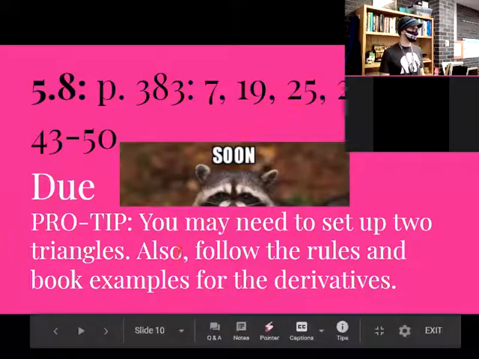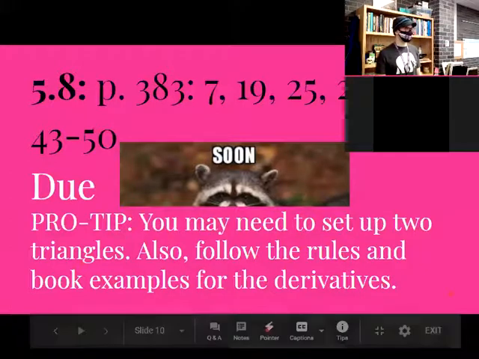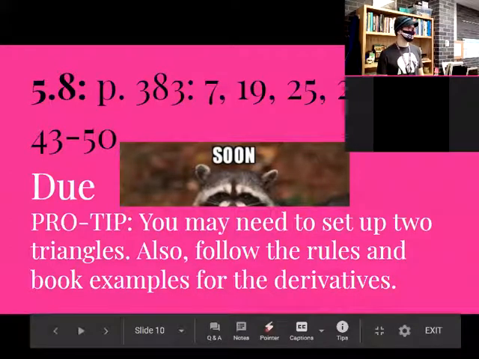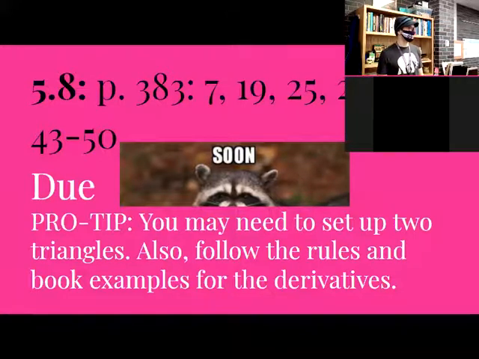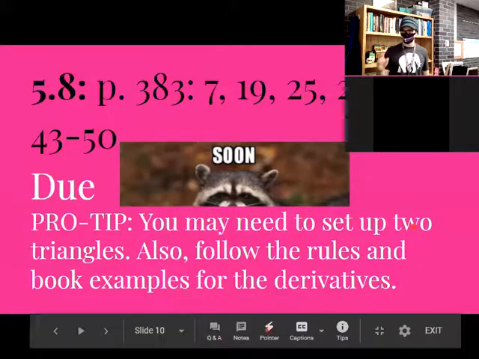By the way, this pro tip, this first part of it, you may need to set up 2 triangles. I'm going to tell you right now, that's for number 41. Oh, geez. Where did my mouse go? There it is. Number 41 is the one that you need to set up 2 separate triangles for.